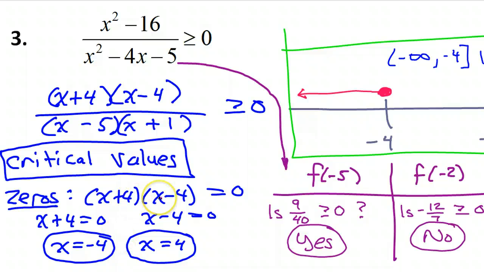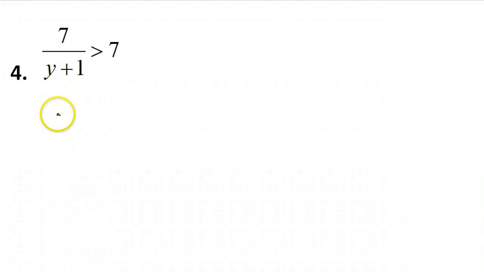If you were just watching me do that, you need to go back and try to do the entire problem by yourself. Make sure that you can. Alright, this is the 4th and final problem of the lesson. Like I said before, we want to have a 0 on one side. So I'm going to subtract 7 from both sides, and I will get this.